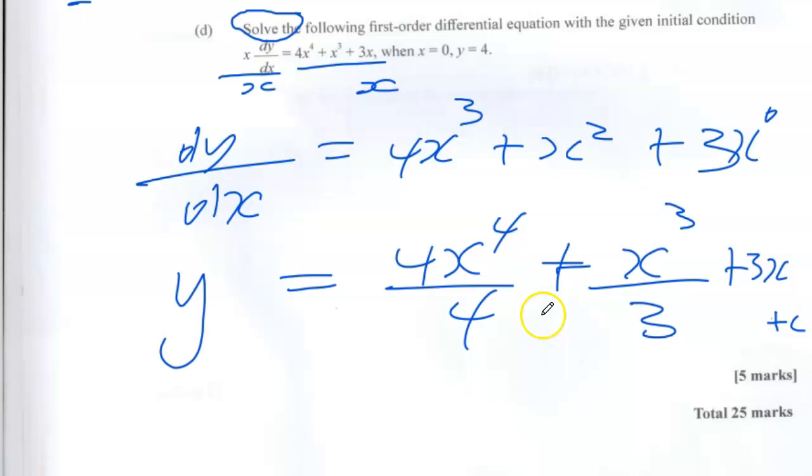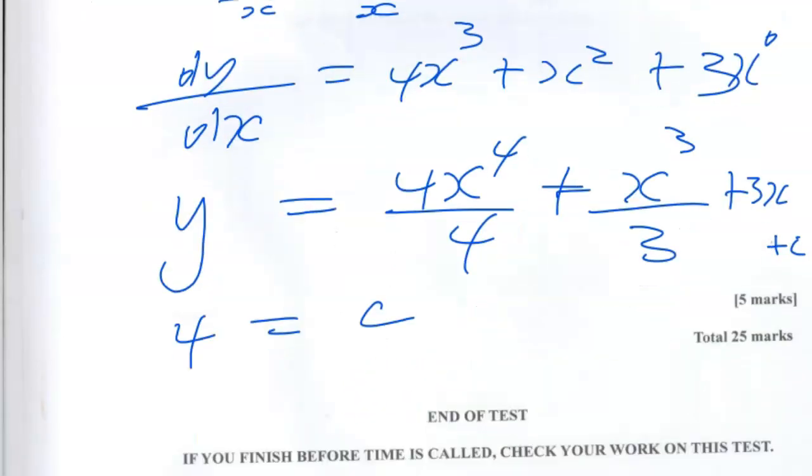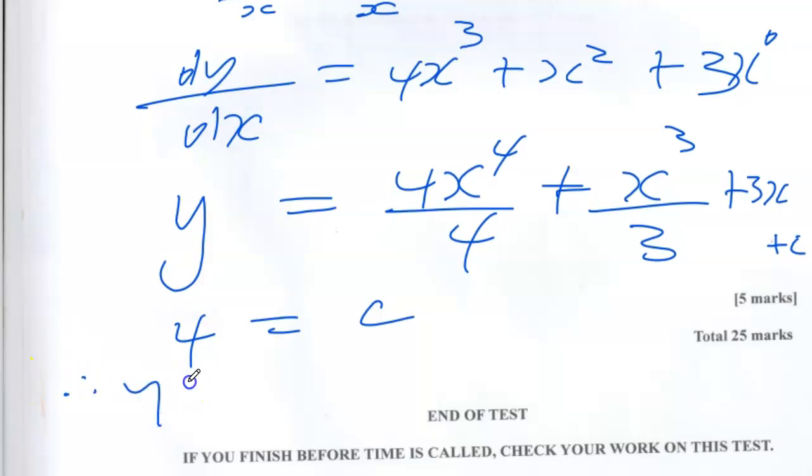Alright? So we need to find the constant now, and we substitute. When x equals 0, y equals 4. So if y equals 4 and x is 0, all of these terms become 0: x cubed is 0, 3 times 0 is 0. So 4 equals everything, and all we have on the right hand side left is c. So c is 4.